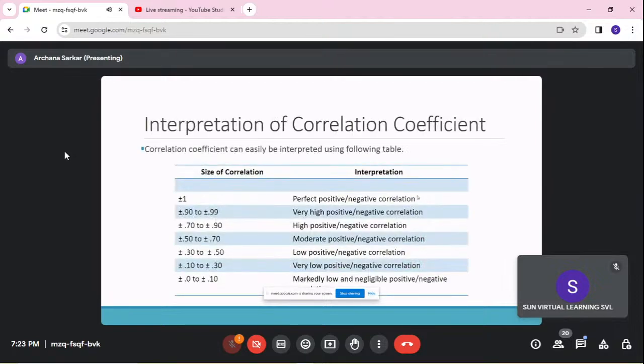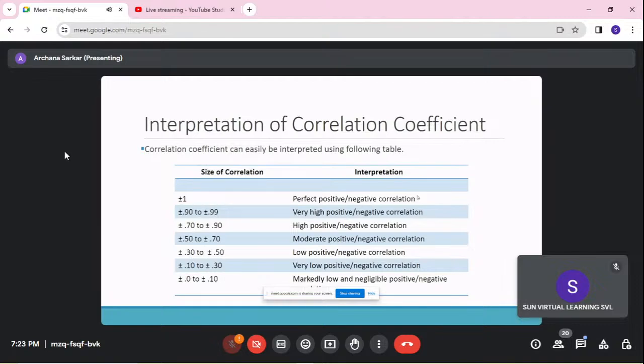So here are the ranges of the interpretation. How can you interpret the correlation coefficient? So these are the values. Plus one means perfect positive. If you get minus one, then it is a perfect negative correlation. If you get a value of plus 0.9, then it is very high positive.